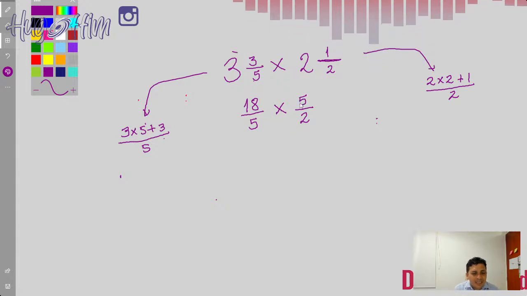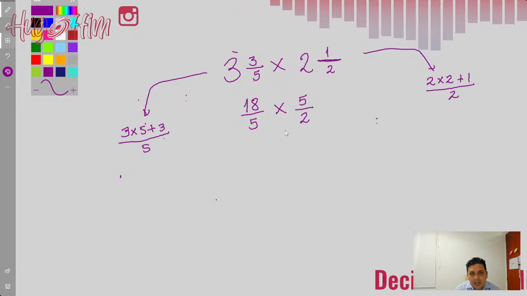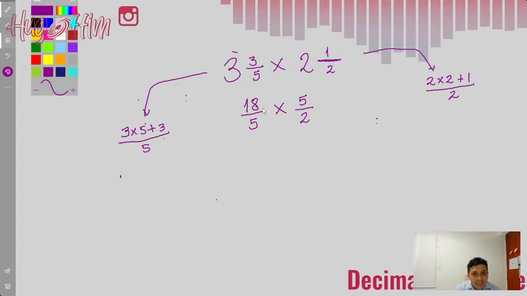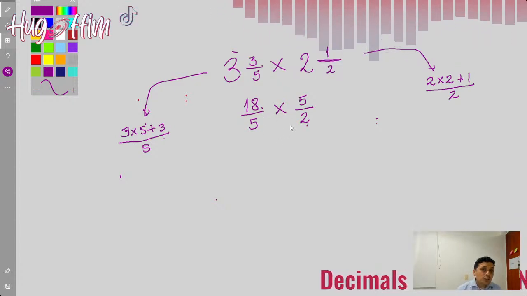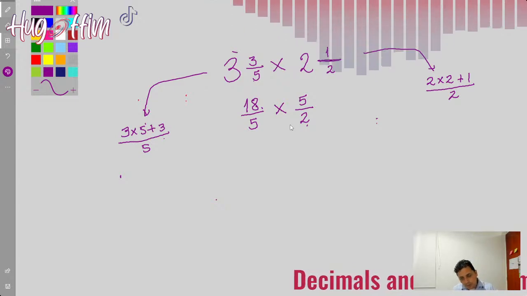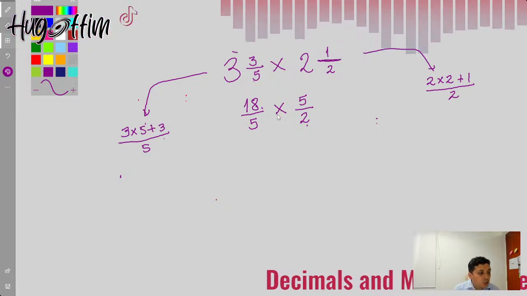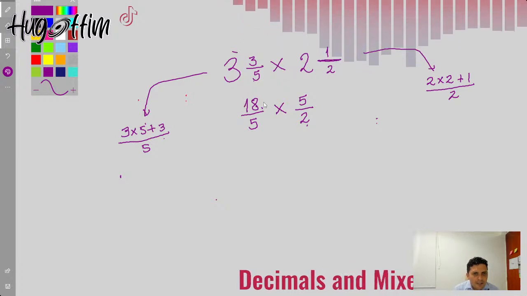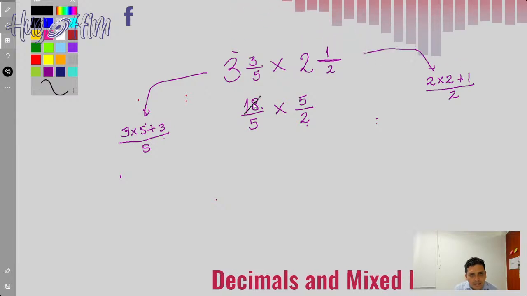So the objective now is to identify common factors between these fractions. So for example, a common factor between 18 and 2. To identify common factors, remember that you just need to identify one numerator and one denominator. So identify common factors between these two. 18 divided by 2. So a common factor between 18 and 2 is going to be 2, so I'm going to divide by 2.